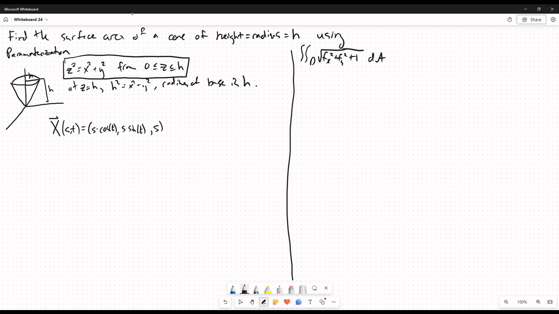If I want to calculate the surface area, and I'm going to focus on the surface area of the sides first, that's going to be given by the double integral over my region D. It's not really a region, but it's fine. And then I'm going to take the cross product of the derivative with respect to s crossed with the derivative with respect to t.